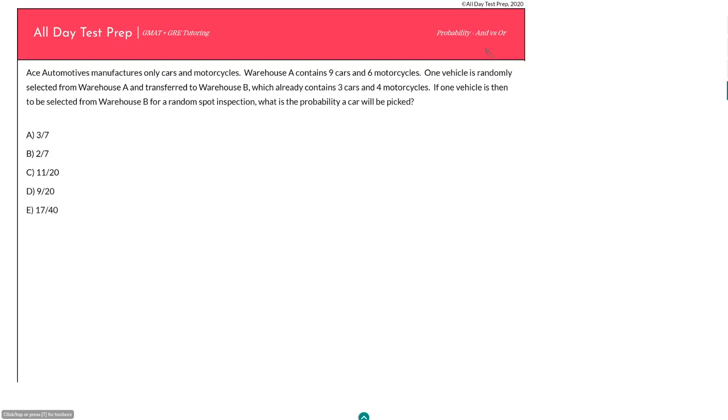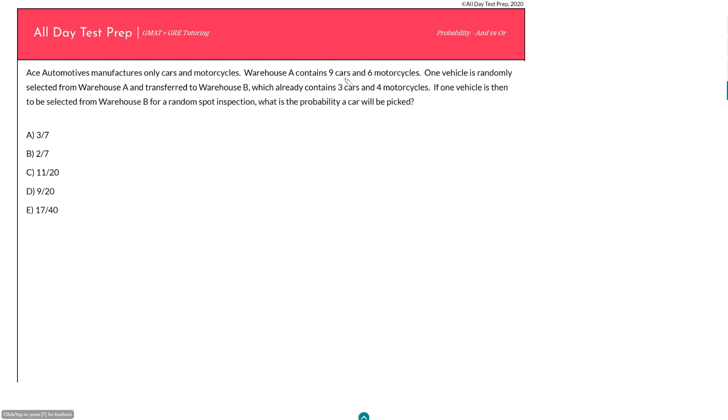So here is a question now that should test your knowledge of both and or scenarios within a single sort of overriding scenario. So we sort of have and or sub scenarios within this larger overall scenario. So this question says Ace Automotives manufactures only cars and motorcycles.